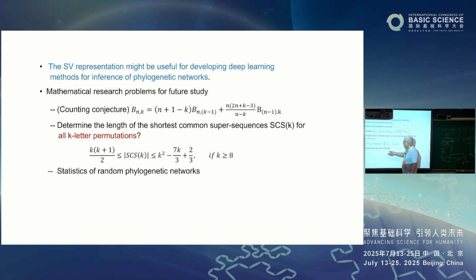Also, if you study statistics, you can study the statistics of random phylogenetic networks. For example, you can answer what is the average length of the path from the root to the leaf, something like this. Yeah, I think that's all. So thanks.